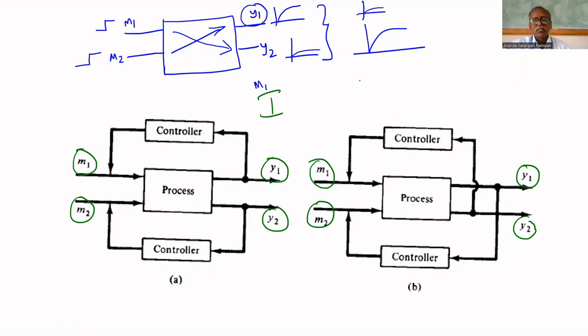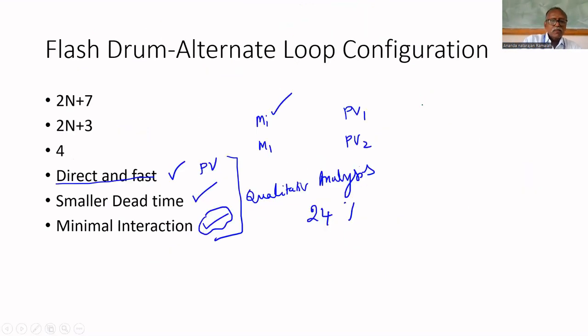But suppose there are 4 inputs, we have seen 24 combinations. If there are 5 inputs, it is 5 factorial, which equals 120 possible combinations. So out of 120 possible combinations, we have to select only 1.